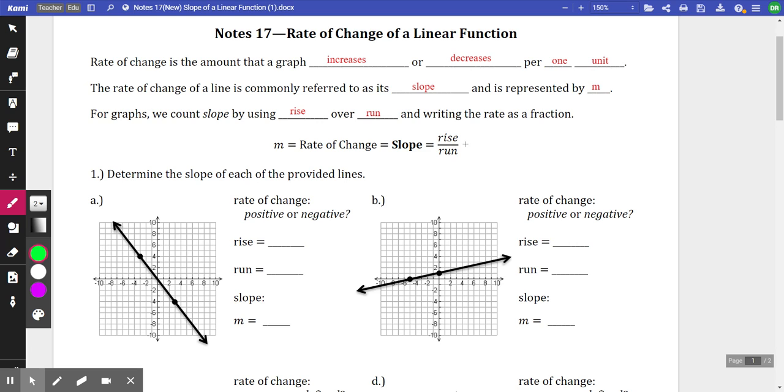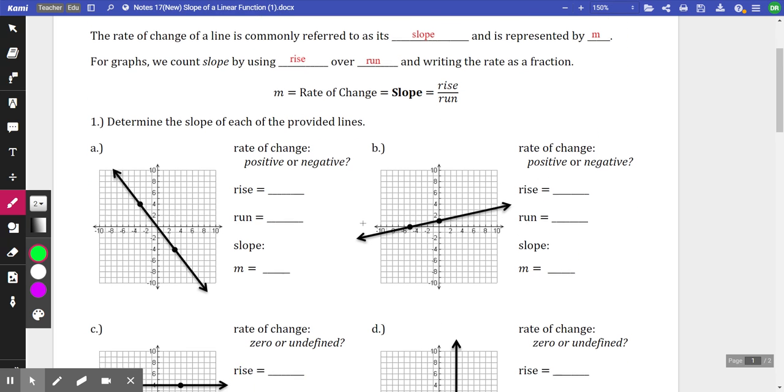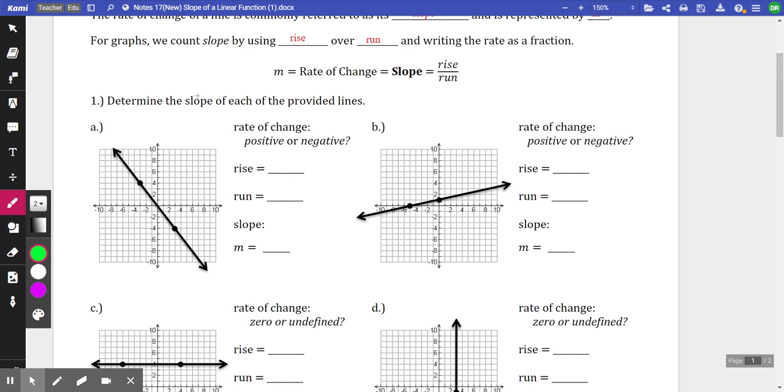And in a little bit, we'll also introduce a formula. But for right now, we are going to look at graphs to determine the slope of the line. So the way that you read a graph is from left to right, just like you read a sentence. Determine the slope of a line. Okay, determine the slope. We read from left to right.